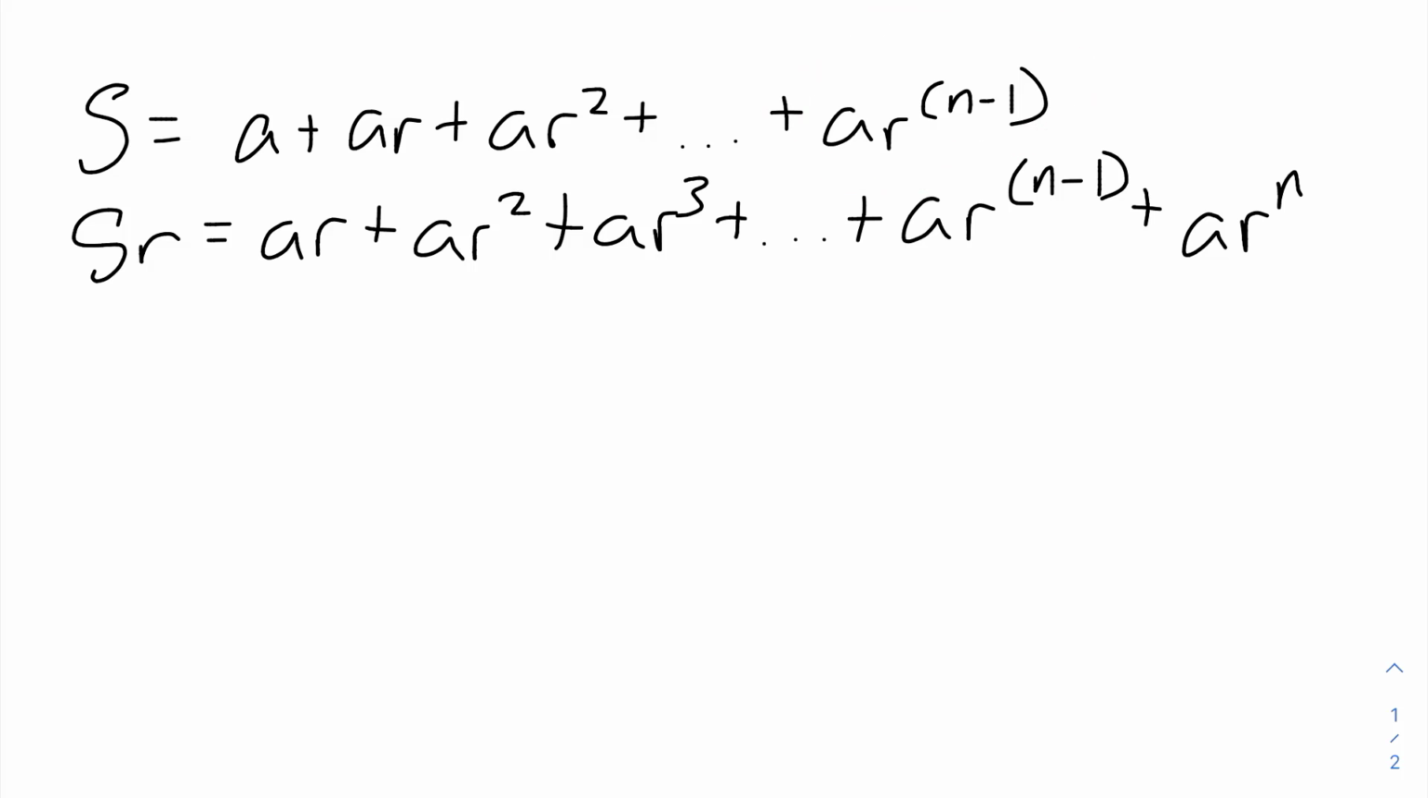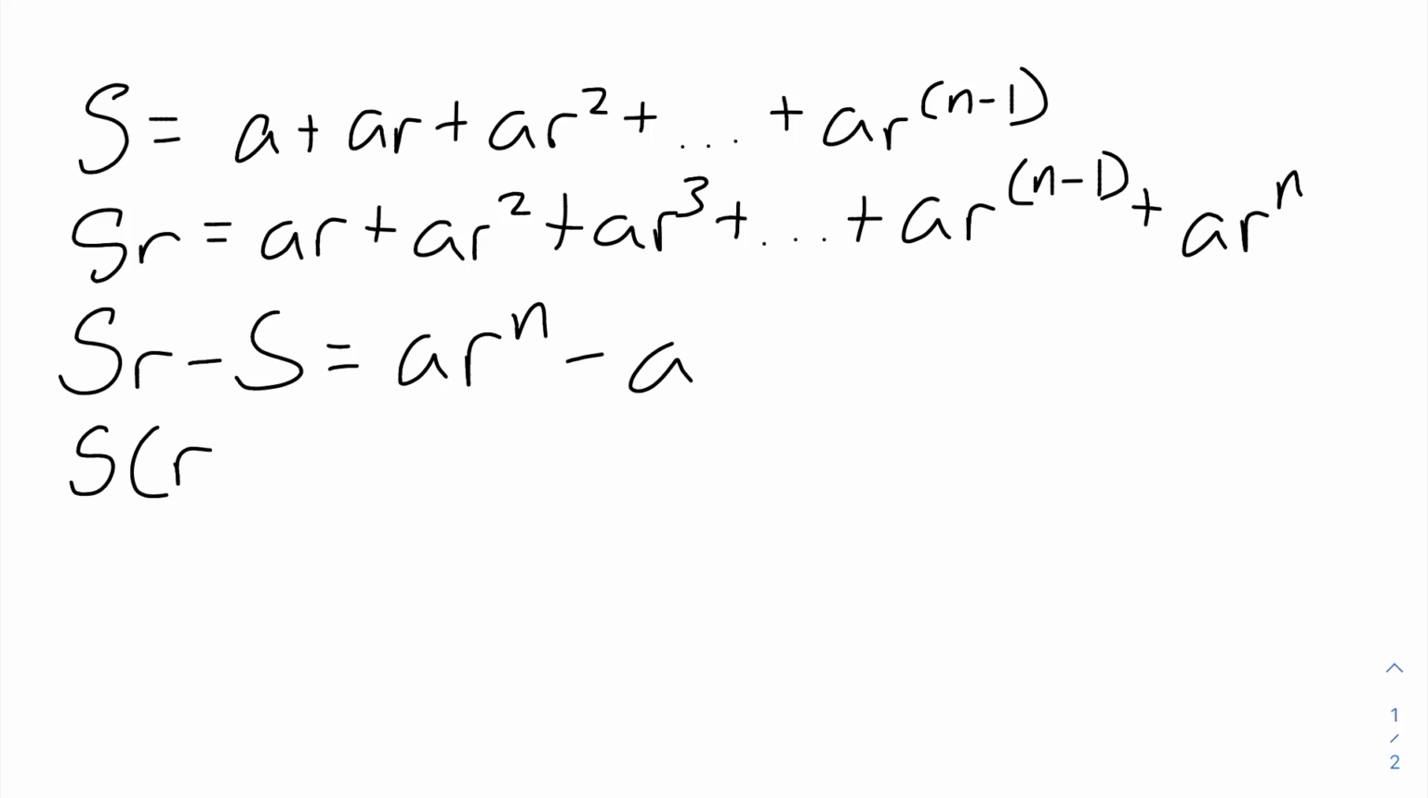So now what we're going to do is subtract both the equations. We're going to do SR minus S, and that's going to leave us with AR^n minus A, because the only two terms that don't get cancelled out are the last term of our first series and the first term of the previous series, A. So now we're going to factor out R minus 1 from the left side, and that's going to give us S times R minus 1, which is equal to, we're going to factor out the A, A times R to the power of n minus 1.